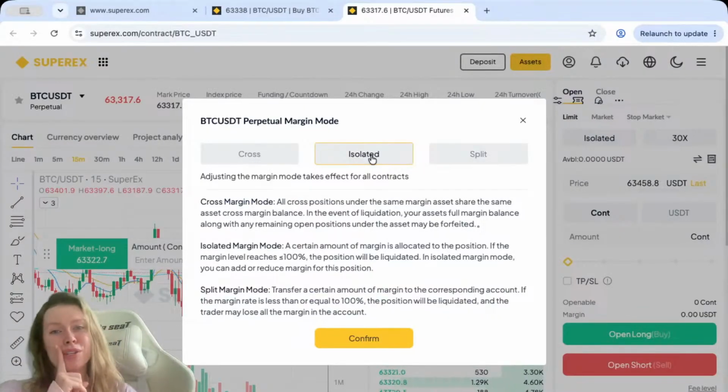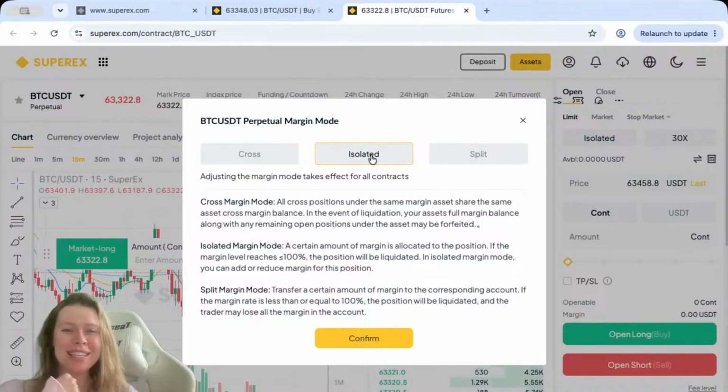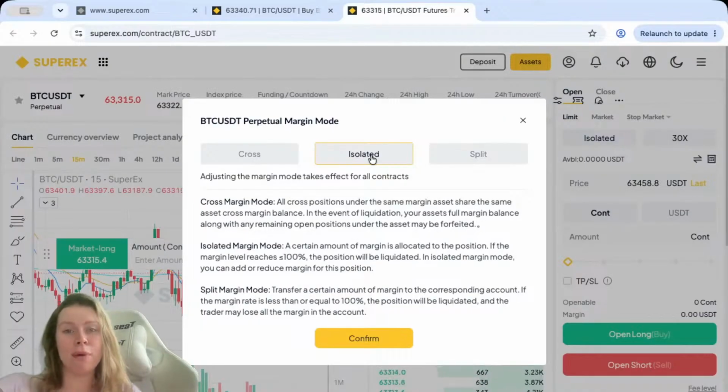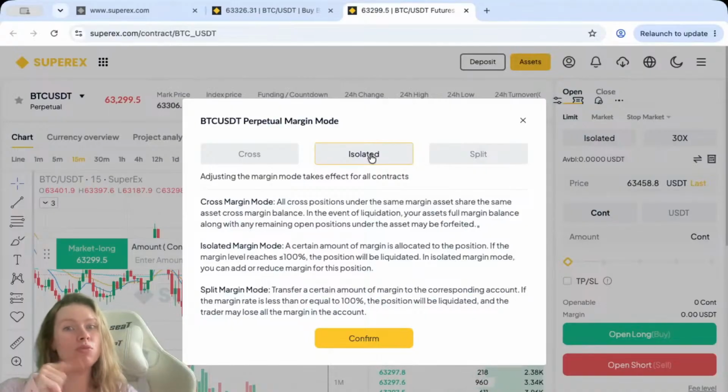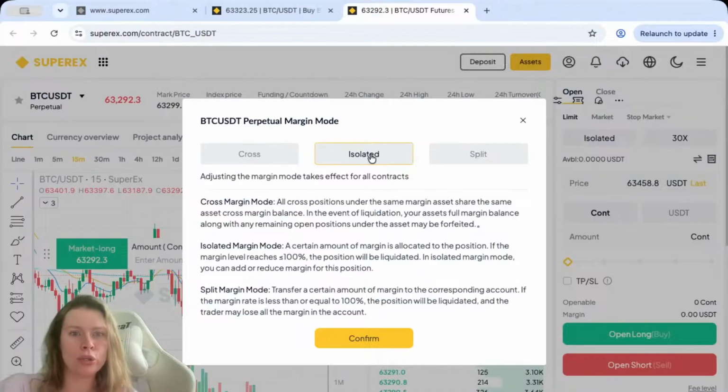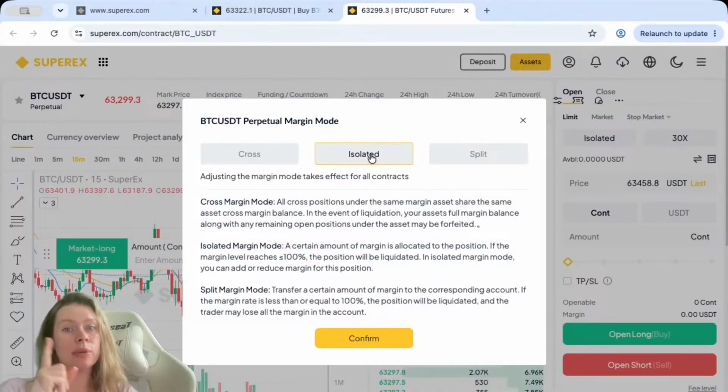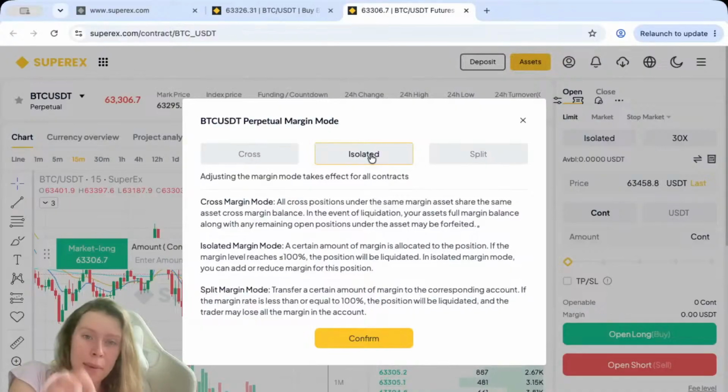Isolated margin, which is the one we're going to be choosing today. You assign a fixed amount of margin to each position. If the trade goes against you, you only lose that allocated margin. The rest of your wallet is safe. This is really recommended for beginners, and that's why I will be choosing it. Split margin mode is kind of similar to isolated, but you transfer a specific amount upfront. If the margin drops up to 100%, you can get liquidated, and you can lose all the margin in that sub account.